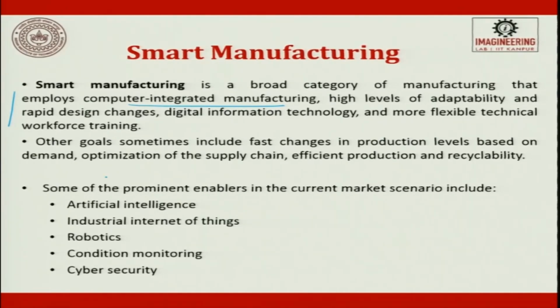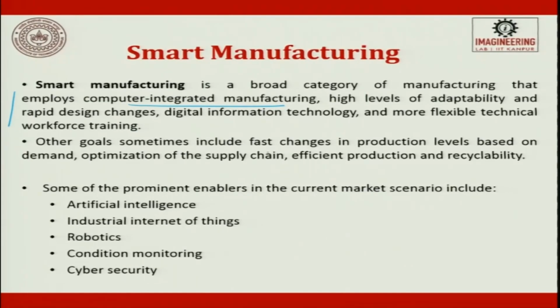customer need. Today, what has happened is everything is online purchase, including cars. If that is the case, at the time of purchase, they have to give a slip saying when will be the time of delivery and what all has to be used for a checklist to take care of the quality of the output. So, in that case, computer integrated manufacturing, high level of adaptability, rapid design changes, digital information technology and flexible workforce training, all these things are part of smart manufacturing.